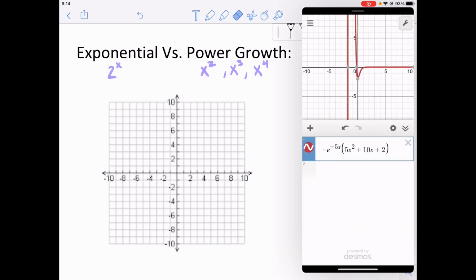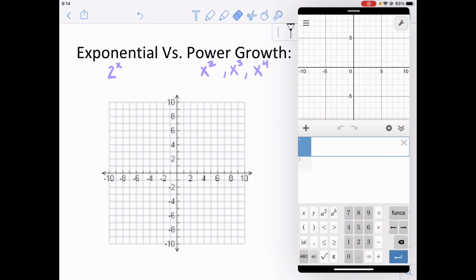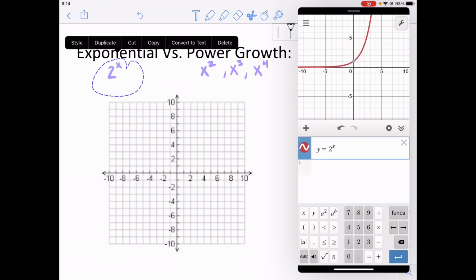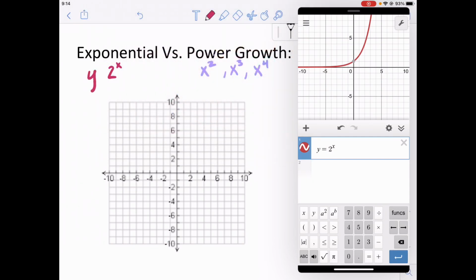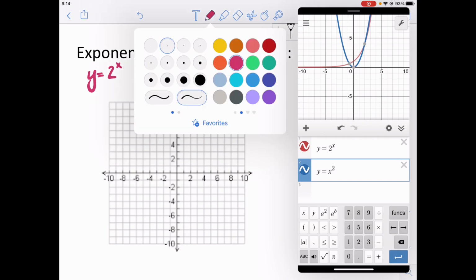Let's use Desmos to help us do this. All right, so in Desmos, I'm going to put each of these in. Y equals 2 to the x. So that's what this one looks like. Let's color code as we go so you match what we see in our Desmos graph. So we've got y equals 2 to the x. Then we've got our power. Y equals x squared. It's going to be blue.